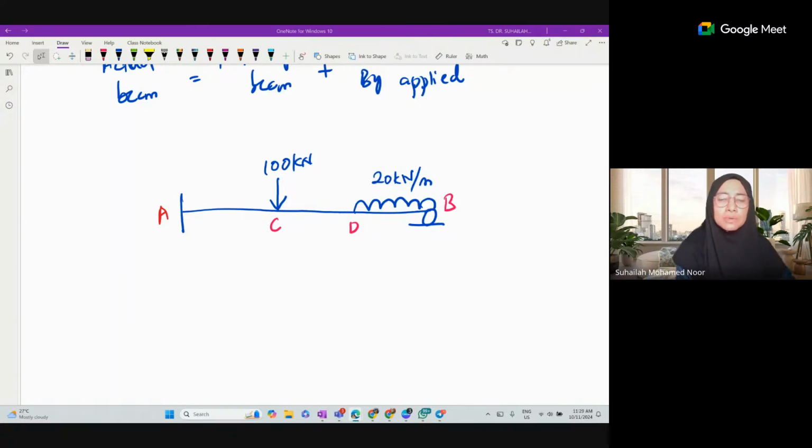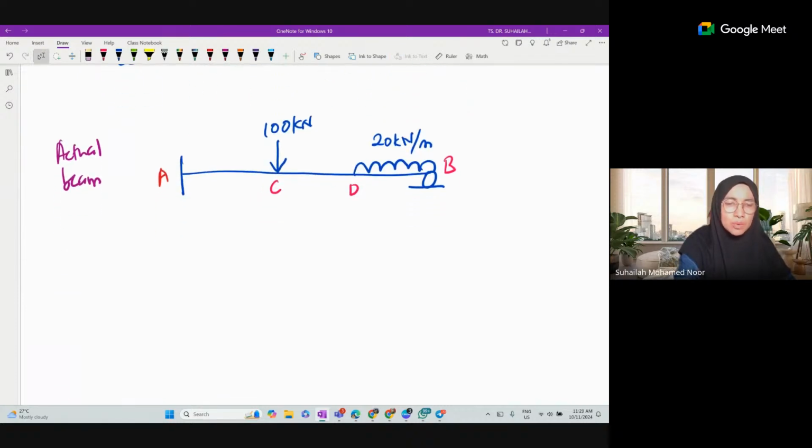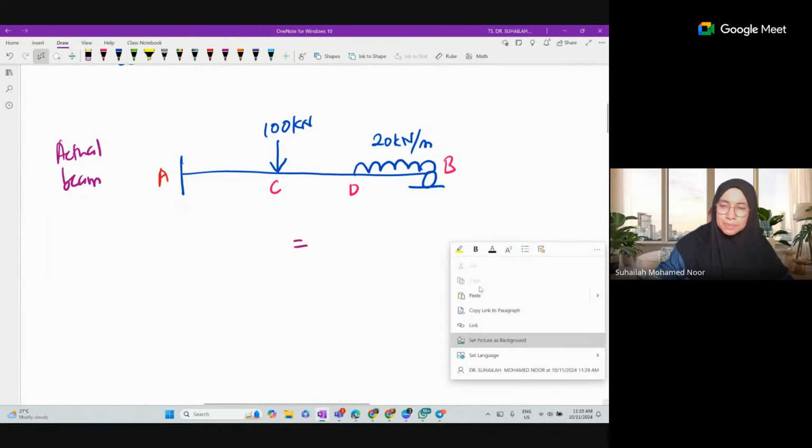Okay, so I have this. This is the actual beam, using the principle of superposition. This is the actual beam, and this is equal to the primary beam.